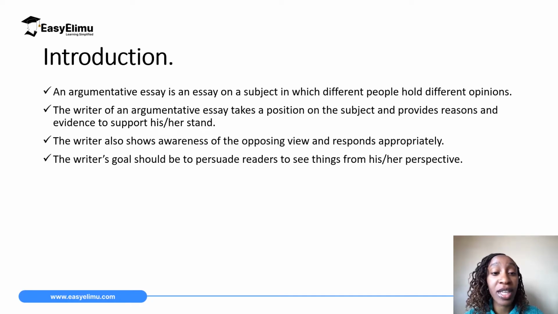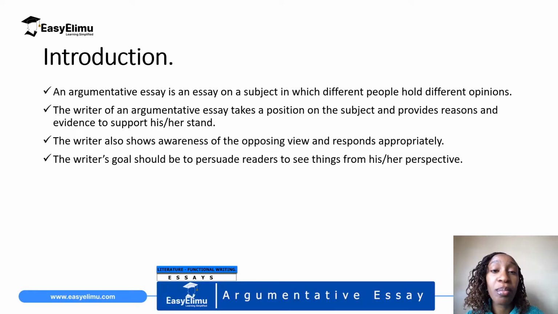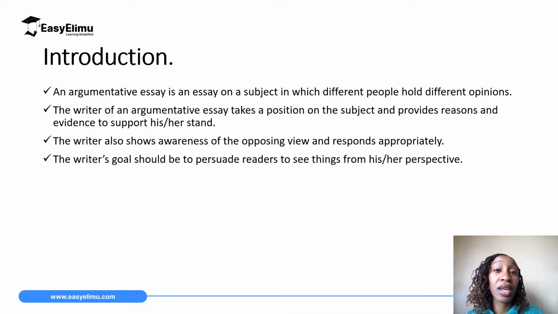So an argumentative essay is an essay on a subject in which different people hold different opinions. So when you're writing your essay, you're going to first of all make your opinion clear, or make it clear where you stand. And then after that, also acknowledge that there's a different opinion, there's a different perspective, but still be clear on your stand. And your goal as a writer should be to persuade readers to see things from your perspective. So you acknowledge another perspective, but you also defend your perspective.